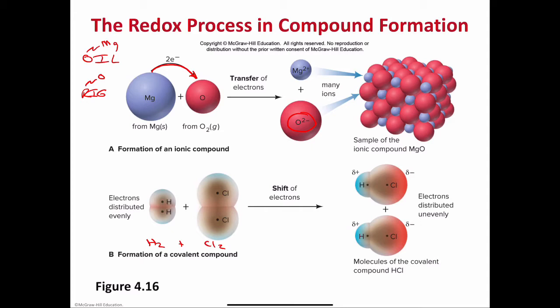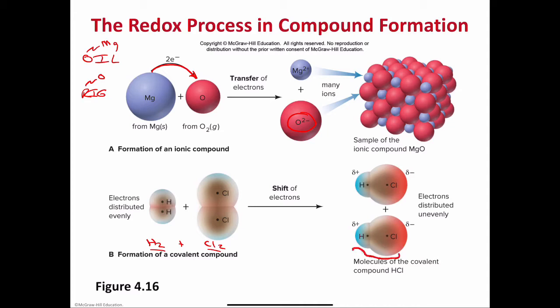If you look at the H2 molecule and the Cl2 molecule, you see that the electrons are shared equally between the 2 atoms. Because the chlorine atom attracts electrons more than the hydrogen atom in the HCl molecules, the electrons are shared unequally. So the electrons shift away from the hydrogen and towards the chlorine because chlorine is more electronegative. It has a greater propensity or ability to withdraw or pull electron density towards itself.